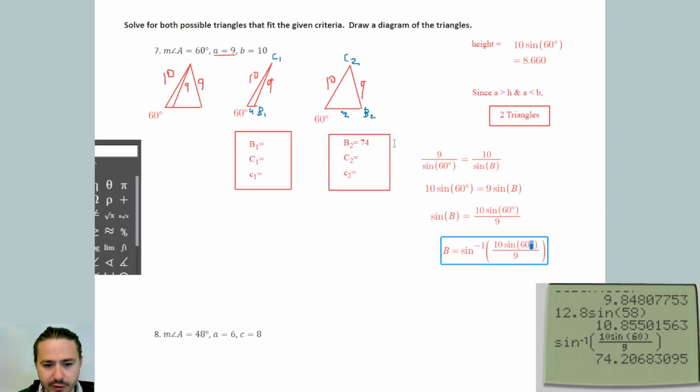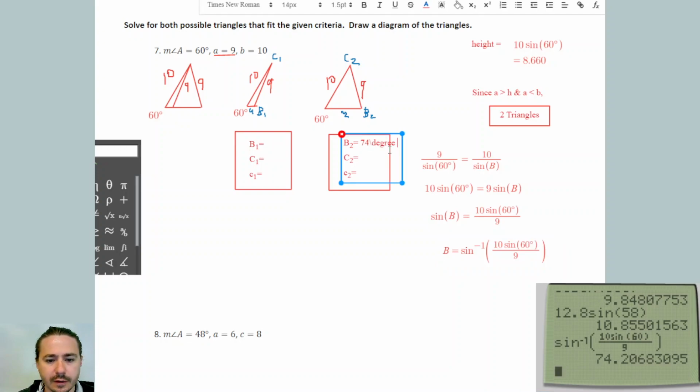I wonder if I could just copy this over. Nope, didn't like that. I'll just do it a very hacky way here. Here we go. Okay, so we get approximately 64 degrees.